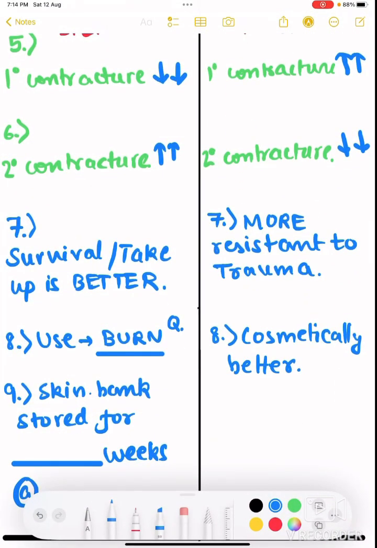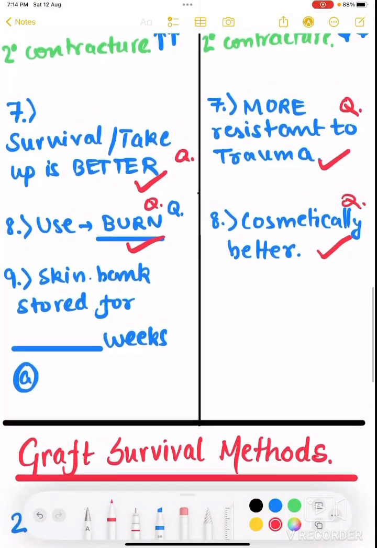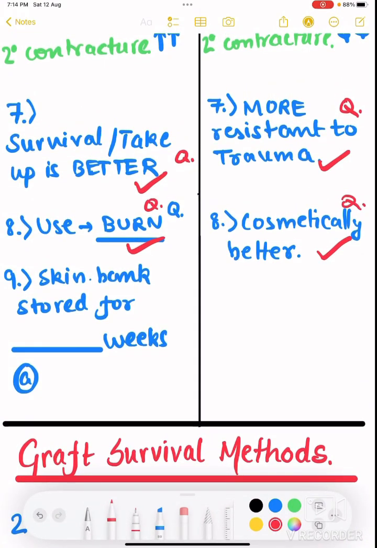Now seventh point, survival and take-up is better for split thickness skin graft, right? And more resistant to trauma. Who is more resistant to trauma? Of course full thickness, because it is full thickness. Who is cosmetically better? Full thickness is cosmetically better. What is used for burn? For burn we use split thickness skin graft. And in skin banks we can store the split thickness skin graft for 2 to 3 weeks, very important, at 4 degrees Celsius.